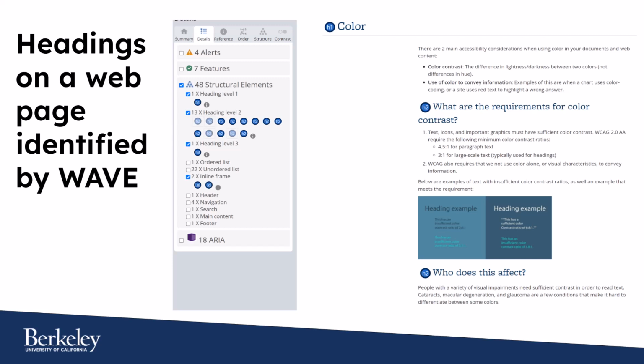On this slide are two screenshots which I will describe to model best practices. On the left is the Wave Tool Details tab, which displays the structural elements it found on the page shown on the right. It identified 1 H1, 13 H2s, and 1 H3. On the right is our sample web page with the Wave tool turned on. On the web page, there is an H1 label on our main heading, which is Color. There are also H2 labels on two subheadings. What are the requirements for color contrast, and who does this affect?